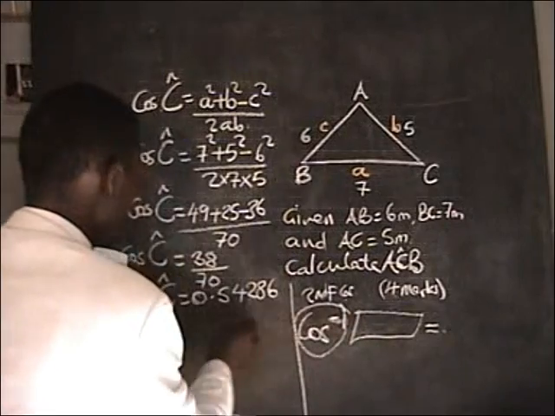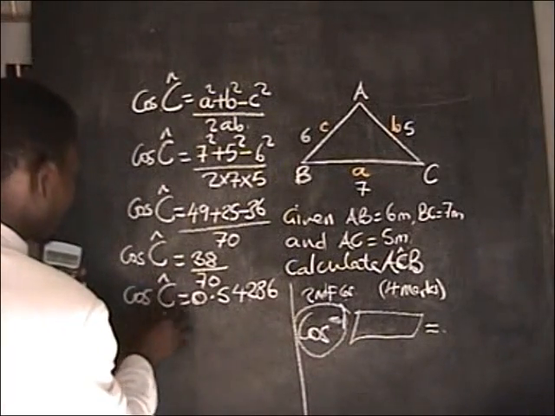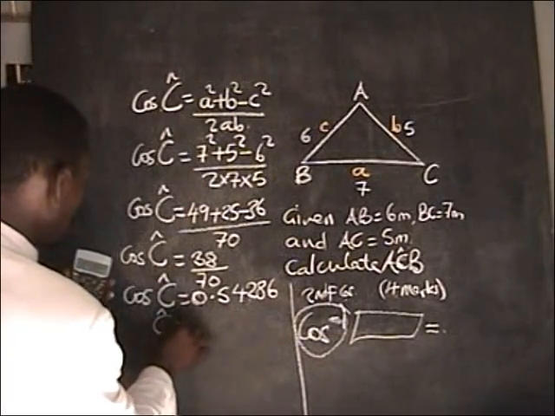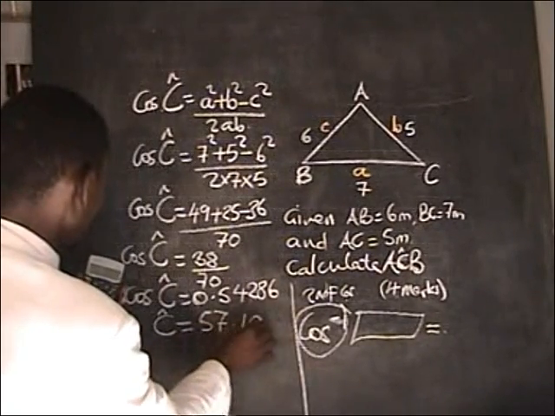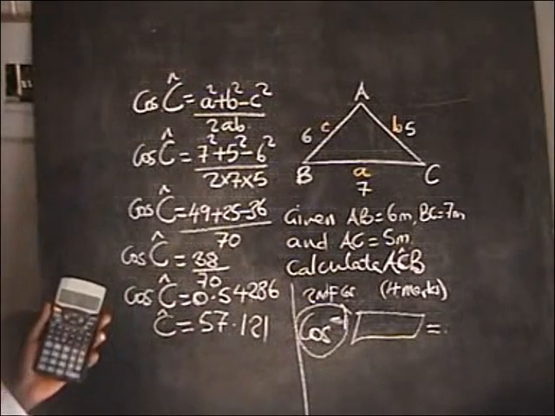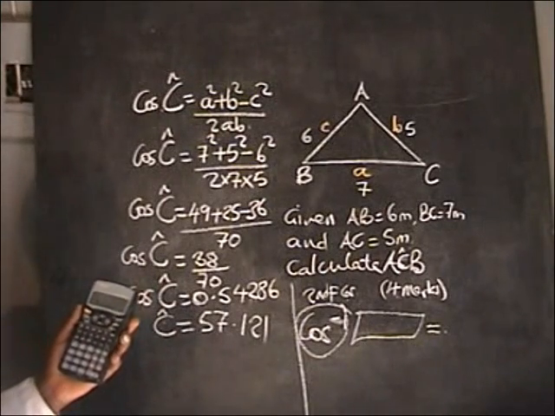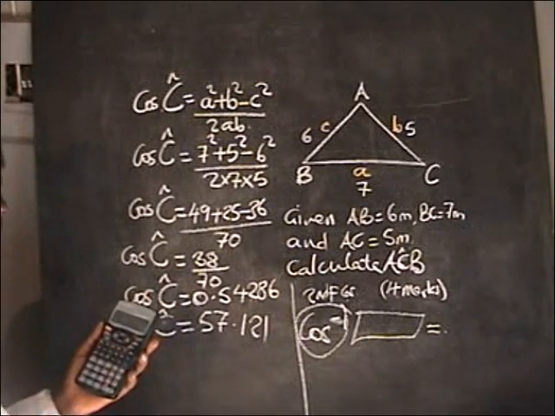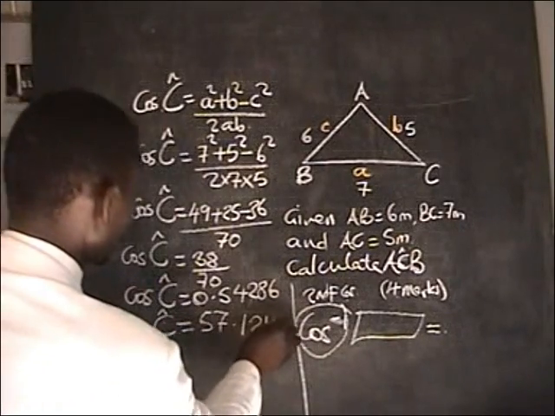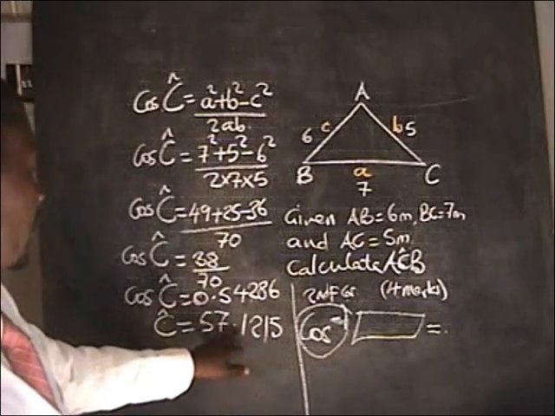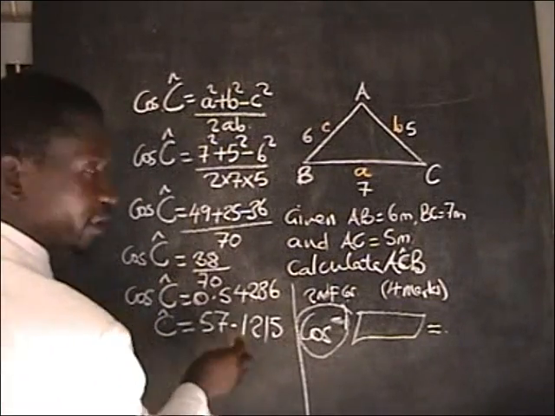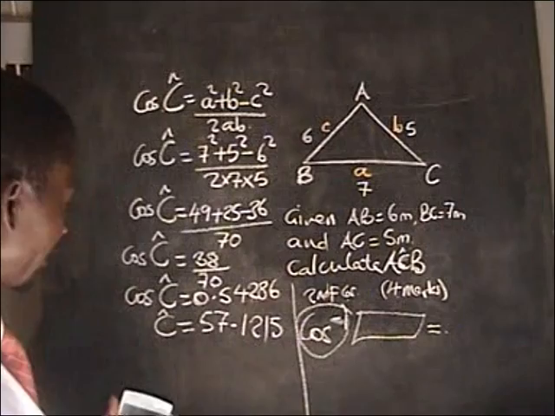Since you have fed the second function, then cos, in order to come up with the cosine inverse, this cosine should disappear. So this reduces to capital C, which is equal to 57.121. This is to 3 decimal places. The next number is 45, which means this is a 5, to 4 decimal places. After the decimal point, I have accommodated 4 numbers.